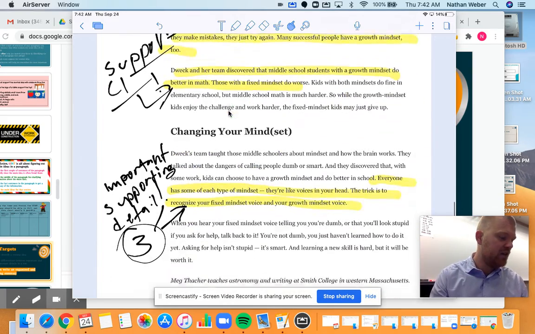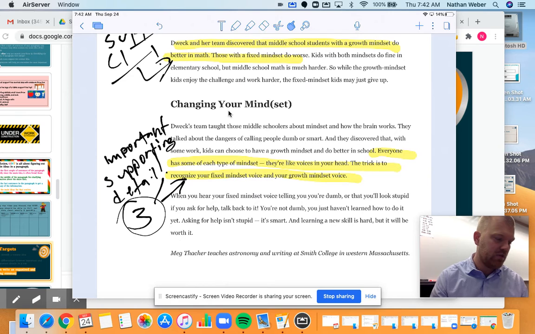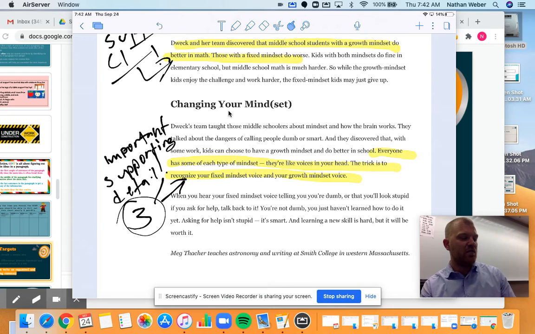And then down here at the end, I found another detail that I really liked for a supporting detail, for my third and final supporting detail. Everyone has some type of each mindset. They're like voices in your head. The trick is to recognize your fixed mindset voice and your growth mindset voice. So I think that's my third detail right there that supports the central idea.